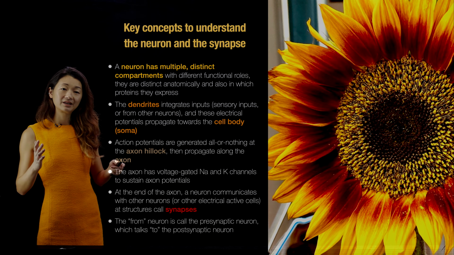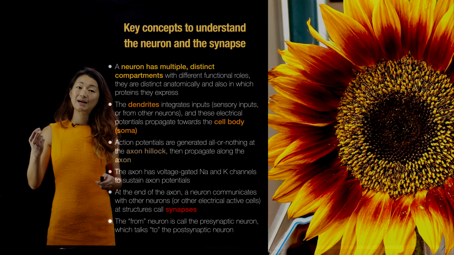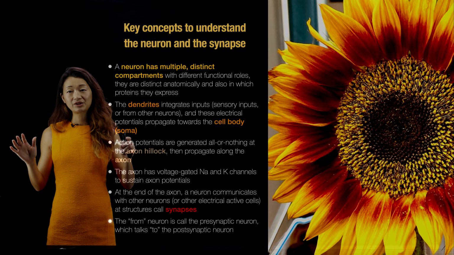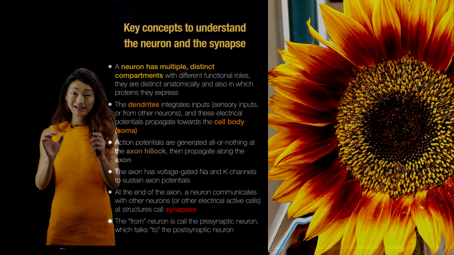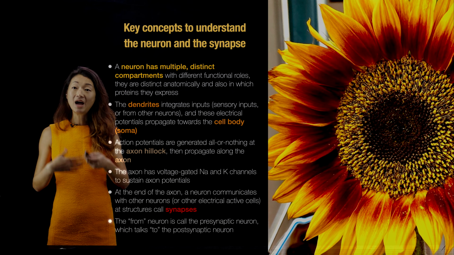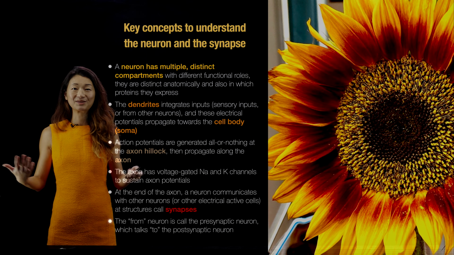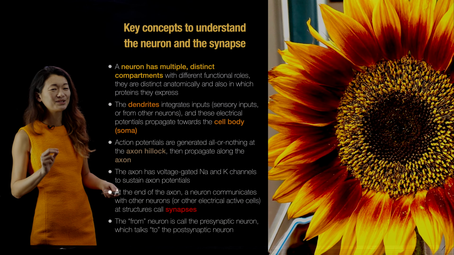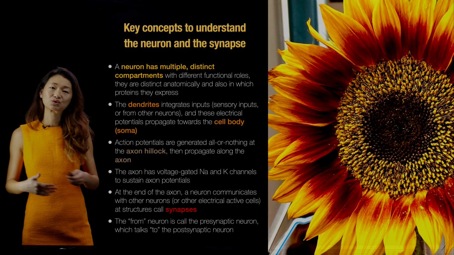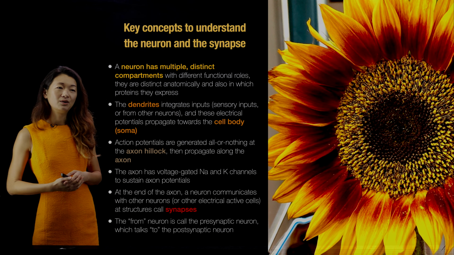And so to be clear, the from neuron is always the presynaptic neuron, which talks to the postsynaptic neuron. These terms, these words, are specific to that particular synapse. There's nothing intrinsic about a cell that makes it presynaptic or postsynaptic. Every neuron is talking to lots of other neurons. Neurons do not exist in isolation. And so they'll take turns being the presynaptic neuron or the postsynaptic neuron, depending on the structure that we're talking about.